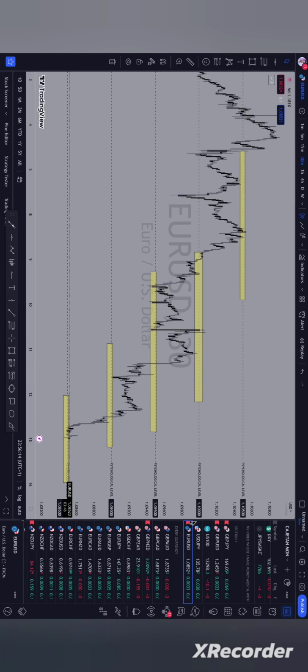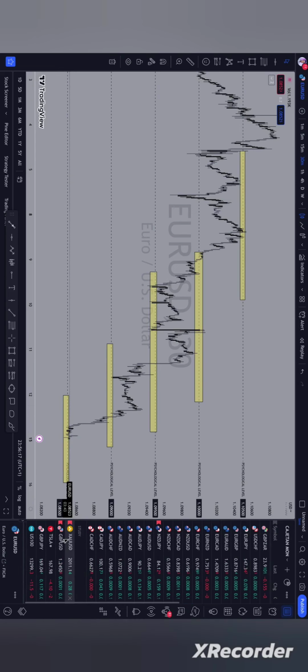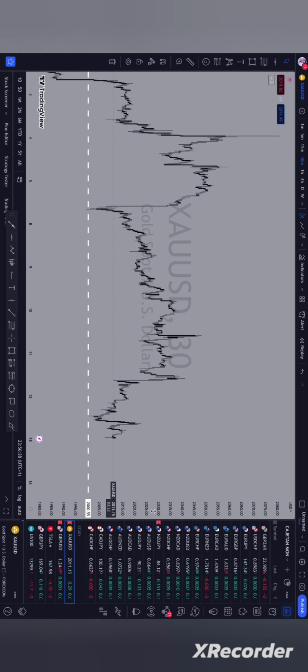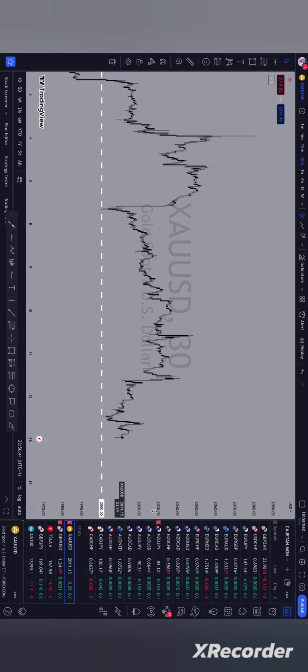So guys, I will go now to gold and let's spot our psychological levels with gold. The psychological level with gold should end with a whole number and a 0. For example, you see 2000, it should be 2000.00 or 2010.00 or 2020 or 2030, 2040, 2050, just like that, as you can see.